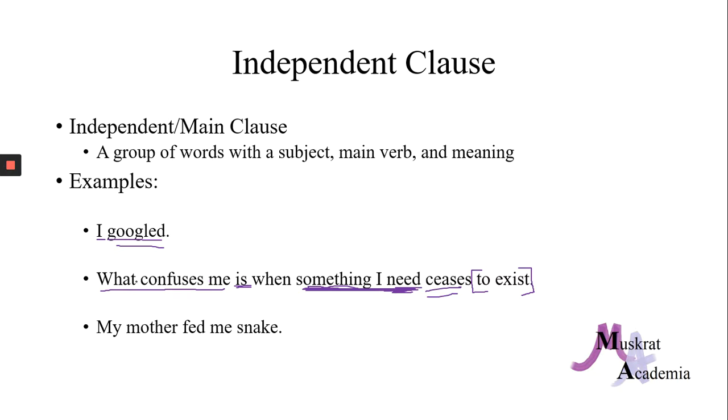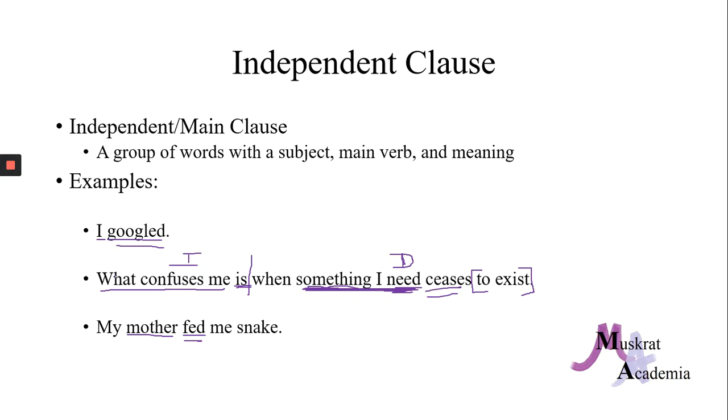So this is actually kind of a sneak peek into what we'll be getting to in just another minute. What confuses me is actually an independent clause all by itself. When something I need ceases to exist is a dependent clause. It cannot stand by itself. And we'll be getting more into that on the next page. My mother fed me snake. No prepositional phrases, but fed is our verb and mother is our subject. My mother fed me snake. Stand by itself, it's an independent clause.